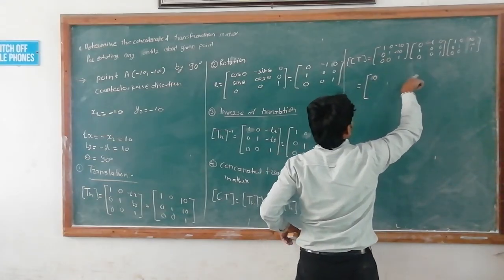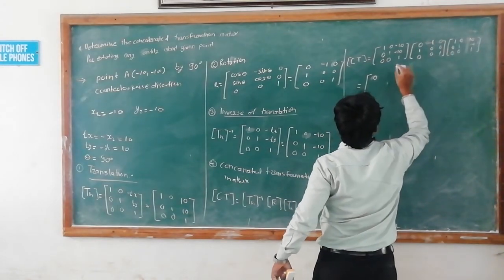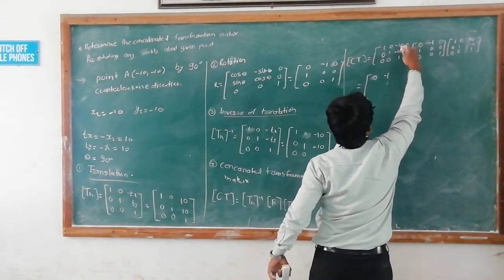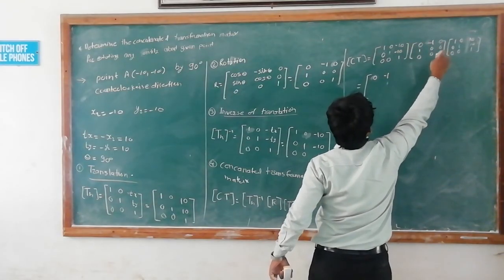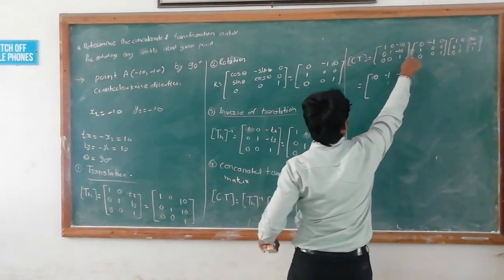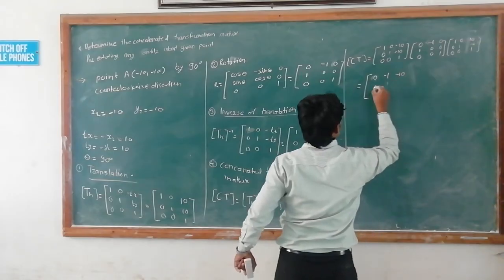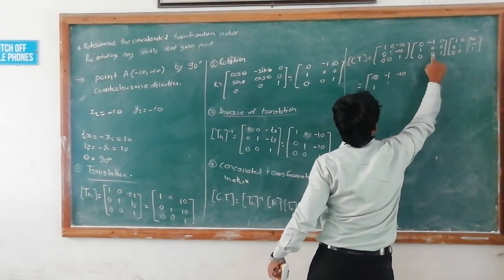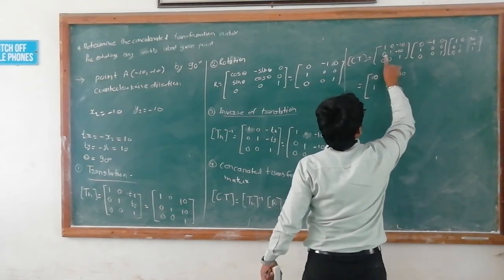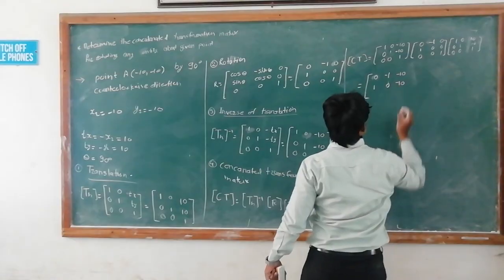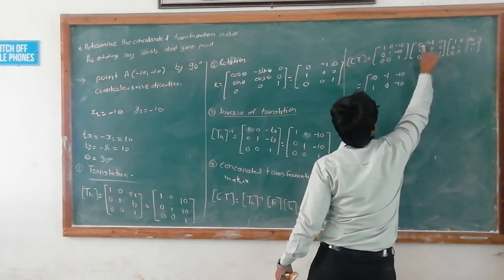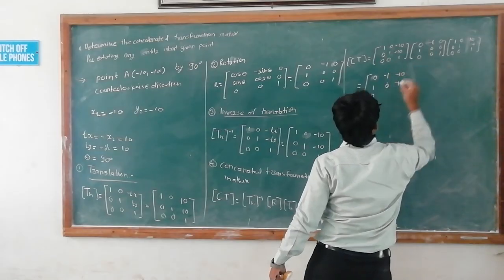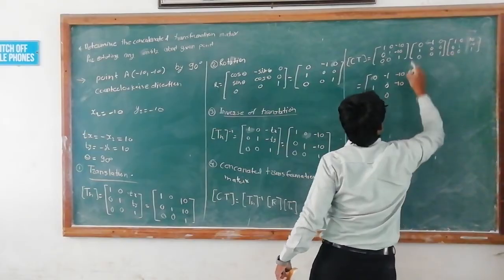We have to find out the second coordinate. 1 into minus 1, 0 into 0 is equal to minus 1. Now 1 into 0, 0 into 0, minus 10 into 1 is equal to minus 10. Then 0 into 0, 1 into 1, and the next entries are 0, 0 and 1.